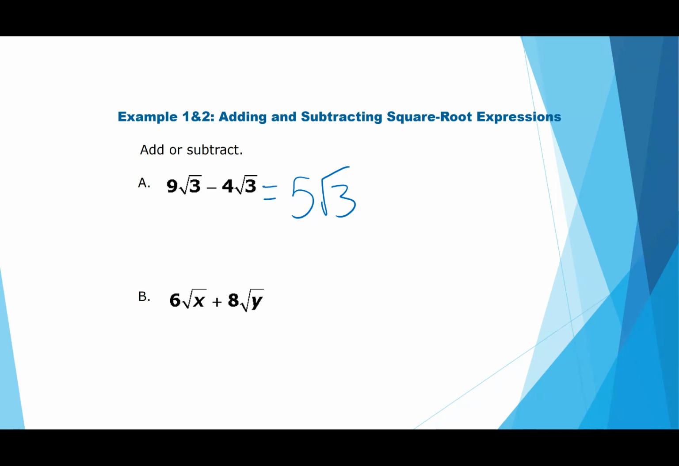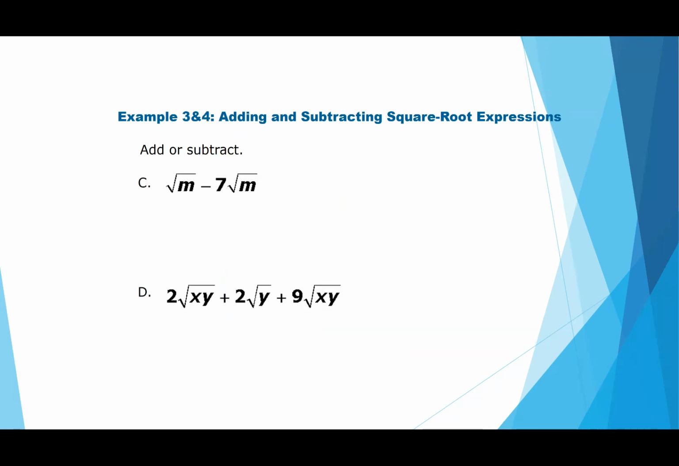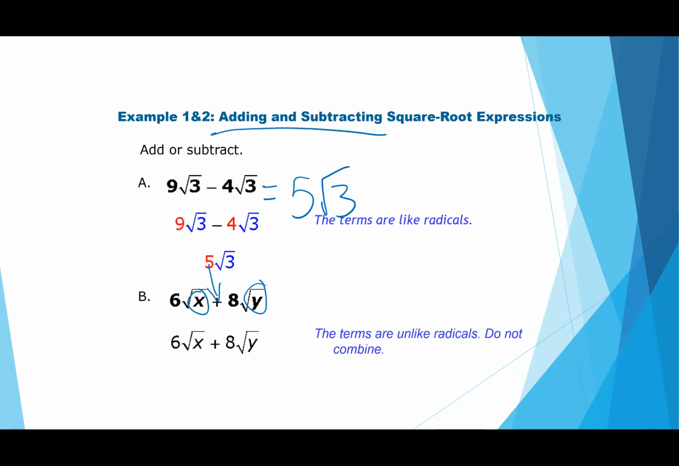Now for part B, notice the 6 square root of x and 8 square root of y. The radicals are different. They are not the same. So you cannot combine these terms together. You're not going to be able to make 14 square root of xy. It won't work that way. For us to be able to add or subtract, emphasis on add or subtract, they have to be like radicals. So you can see them making note of that there.